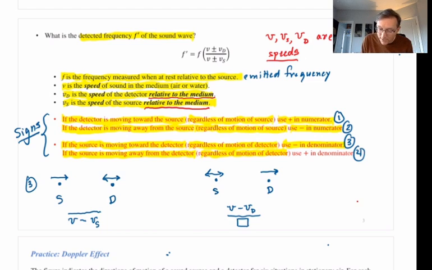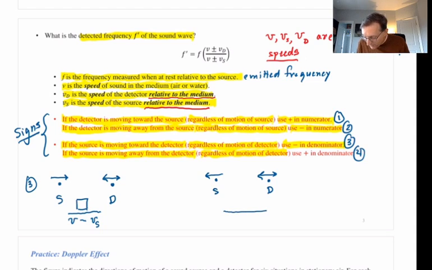So let's draw a new picture over here. Note, by the way, over here in case 3, I don't care what the numerator is. Case 3 is all about the denominator. All right, now we're doing case 4. And in case 4, the source is moving away from the detector. And I don't care what the detector is doing. Okay, motion away wants the frequency to go down, to be less.